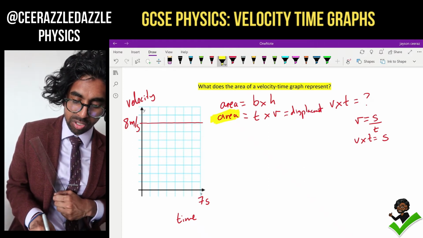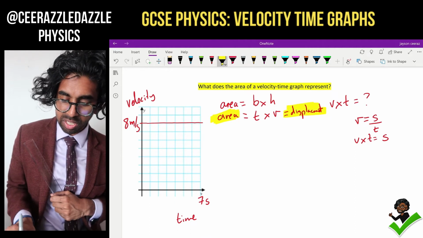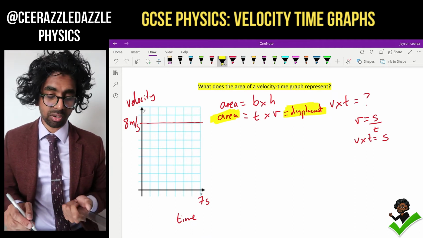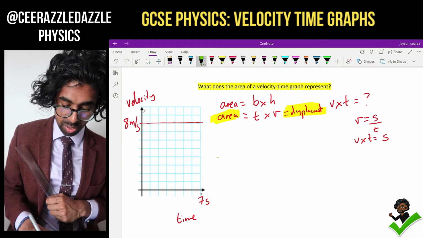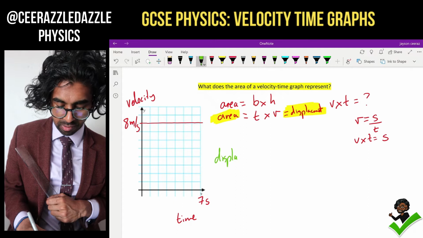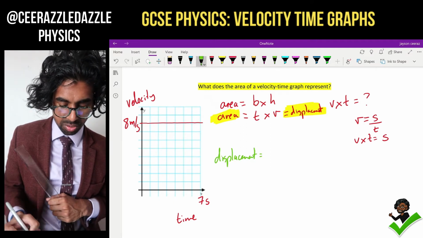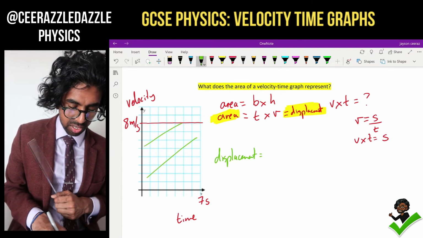So if you're given a velocity time graph and you're asked to work out the displacement, all you simply do is calculate the area under the line. So let's do it right now. If someone says to you, let's work out the displacement, it is simply the area. So to work out the area under that line, it's this bit here.